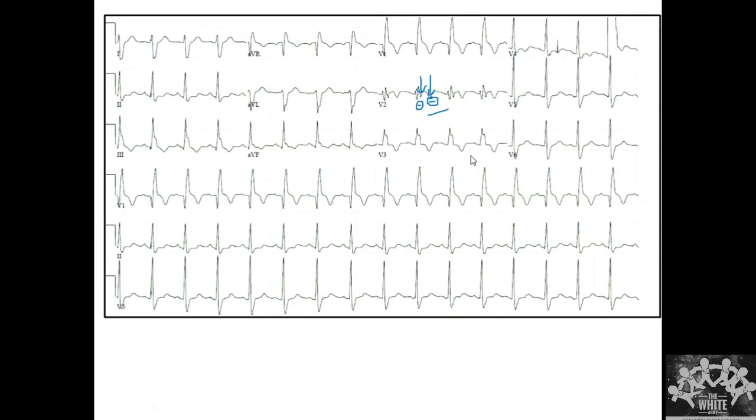Any doubts? I'll end with this today. In lead 2, you'll see sinus venosus ASD.